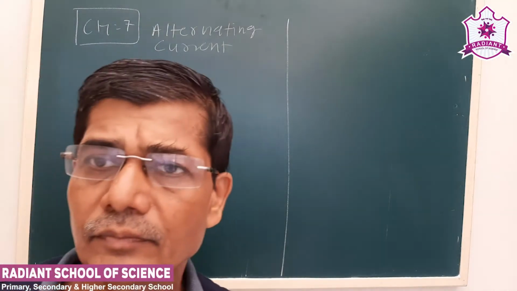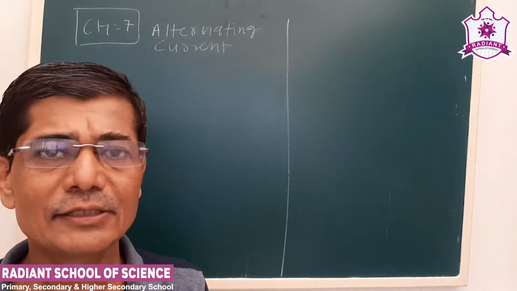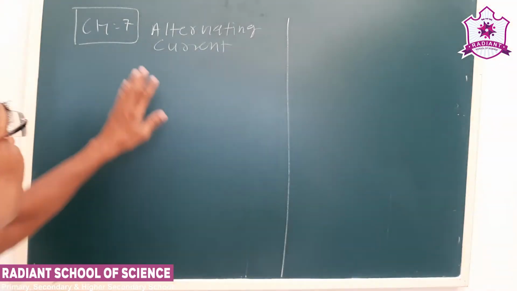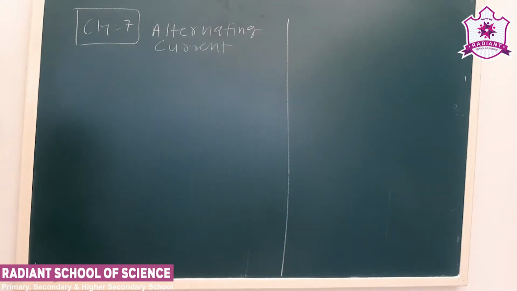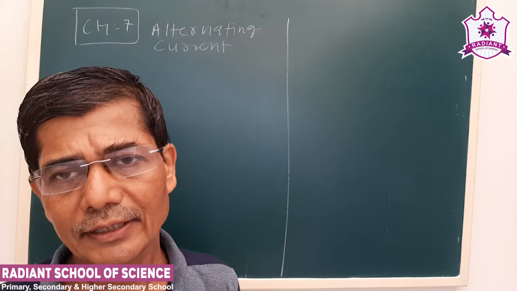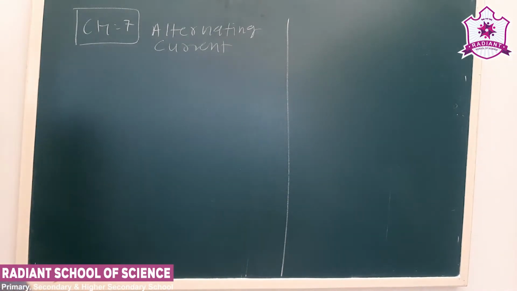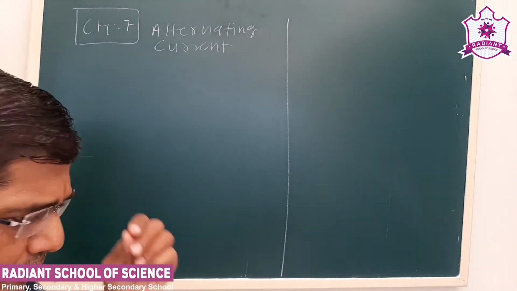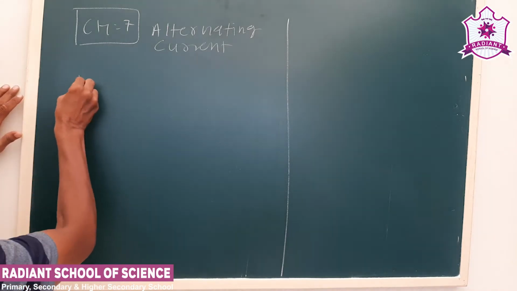Dear students, last time we completed the exercise numericals of lesson number 7, that is alternating current. Now today, in the concluding part of the lesson, we'll take some MCQs. That will help you for practice. Now see the first MCQ.